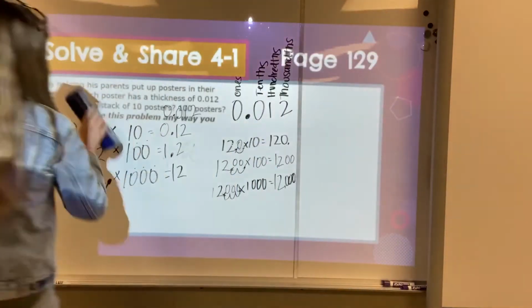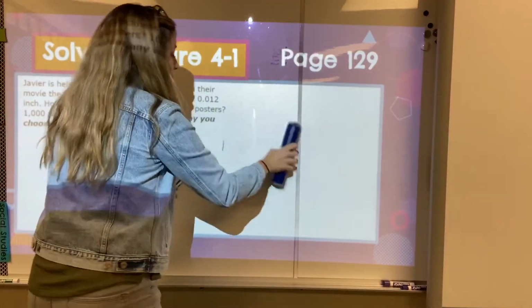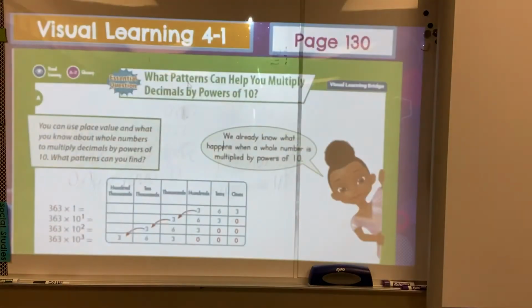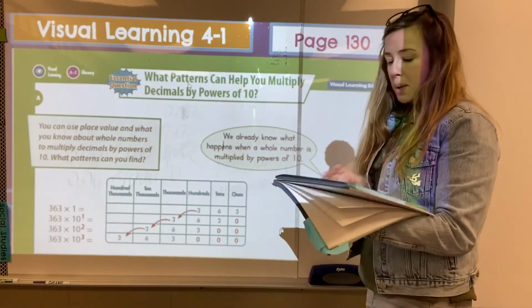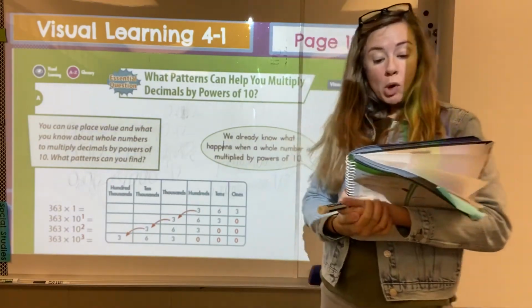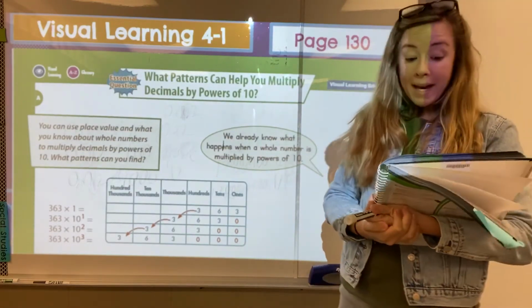I'm going to erase and click over our slide. All right, let's talk over our virtual learning bridge. You can use place value and what you know about whole numbers to multiply decimals by powers of 10. What patterns can you find?